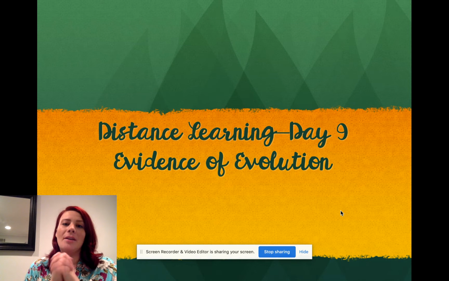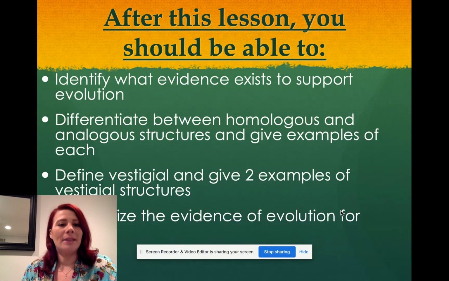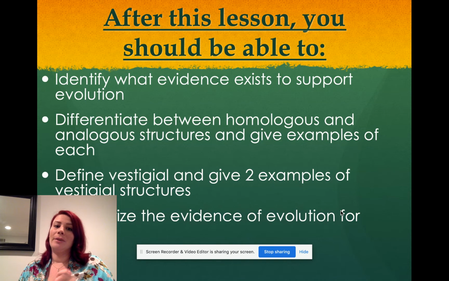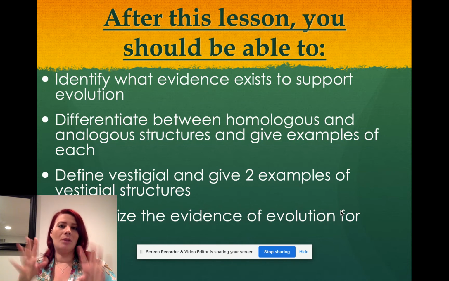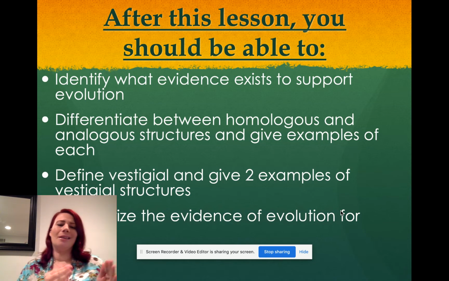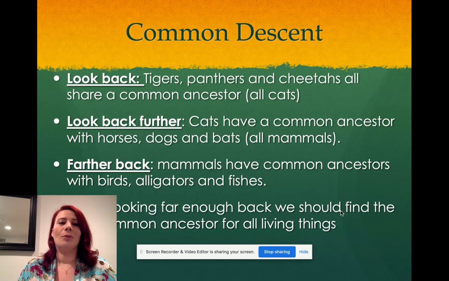Today we're going to talk about evidence for evolution, so basically what exists that supports this idea that evolution took place. After today, you should be able to identify what evidence exists to support this idea. We'll talk about 4 specifically. Differentiate between what homologous and analogous structures are and give some examples of each. Define vestigial structures and give an example, and summarize the evidence for evolution in whales. And I'll go through those in a minute.